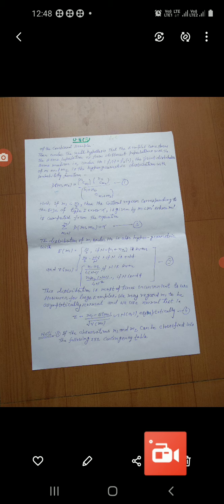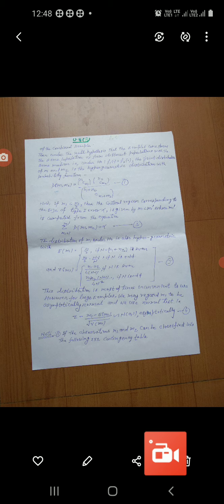You know type first error of alpha, it is the probability that we reject H naught while it is true, and is called type first error. So if m1 is less than n1 by 2, then the critical region corresponding to the size of the type first error alpha is given by m1 less than m1 dash.